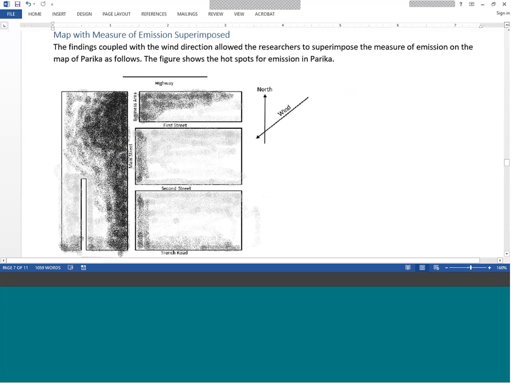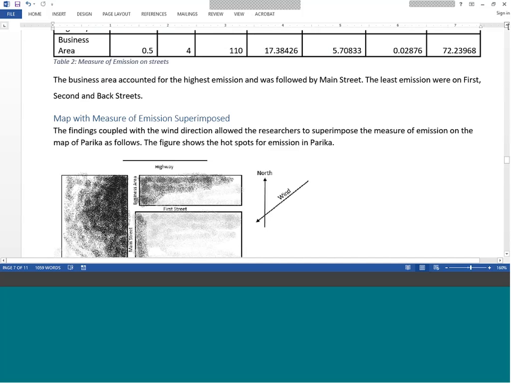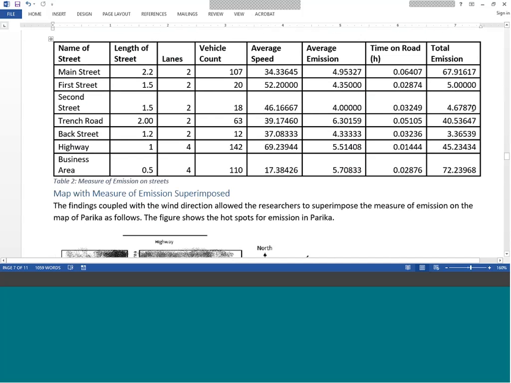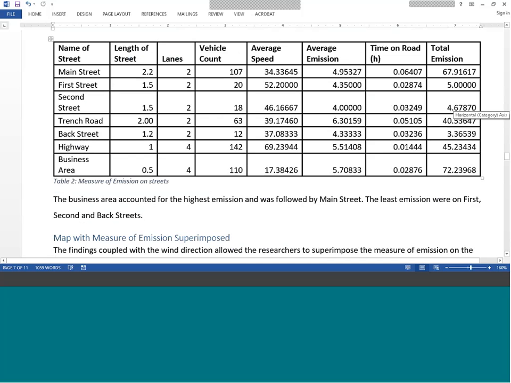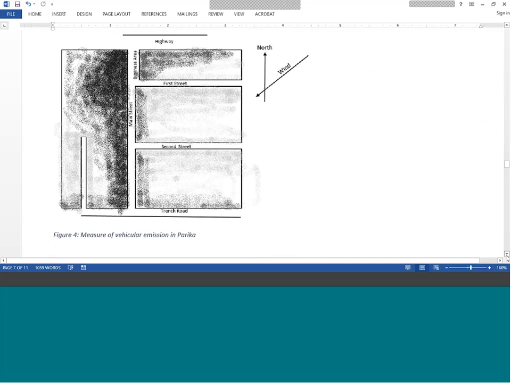Now, this map, the student at that level would not be required to use a software to generate it. So here, the student is just using the figures of the total emission together with the direction of the wind to shade on this map their impression of the extent to which the persons living in the community are bombarded with emissions from vehicles.